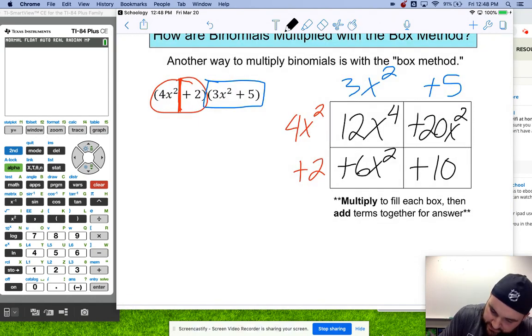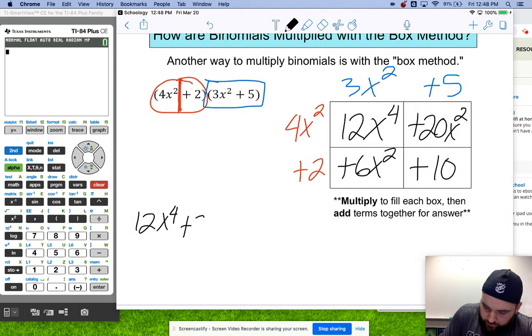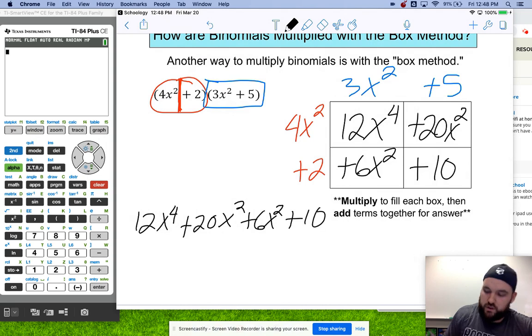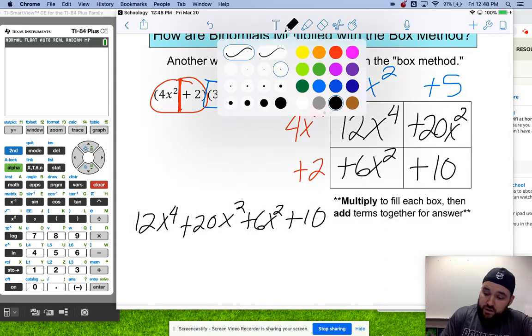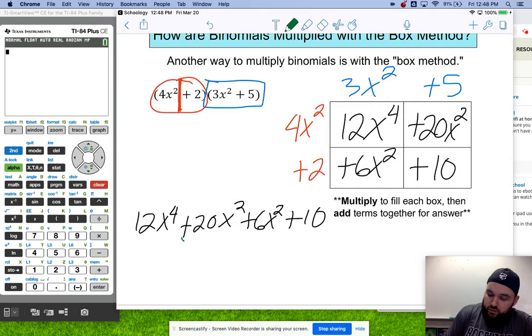So what that means is, and you could have just distributed this, my 4 terms are 12x to the 4th plus 20x squared plus 6x squared plus 10. Okay. The order doesn't matter. If you put plus 6x squared and then put plus 20, that's fine. And then to finish this, I just want to make sure, can I combine any terms?